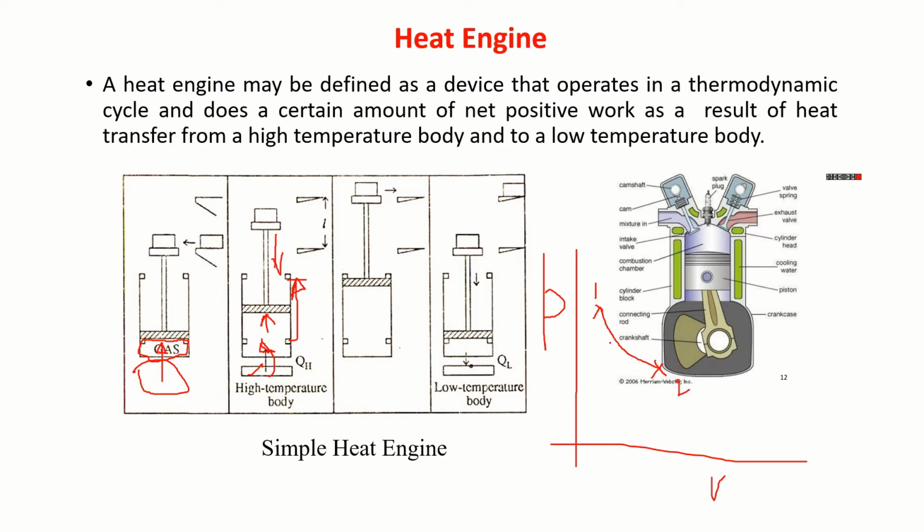So 1 to 2 is a process. During this process, I have supplied heat to the system and its volume has increased. Now it is lifting the weight. That means work is being done by the system. In the meantime, heat is being supplied to the system.